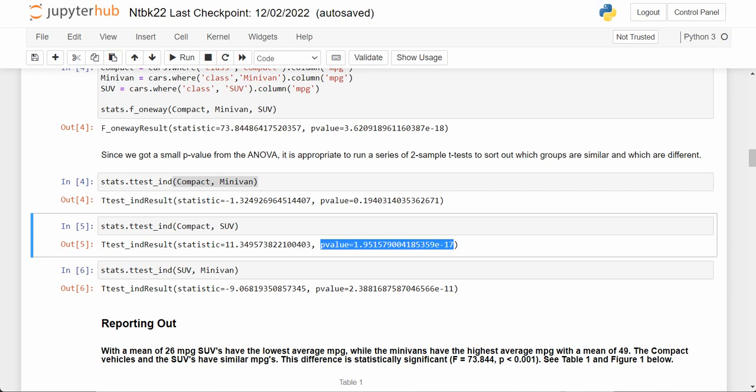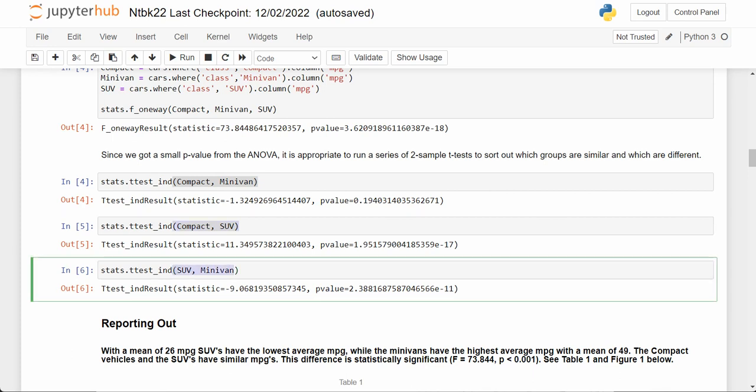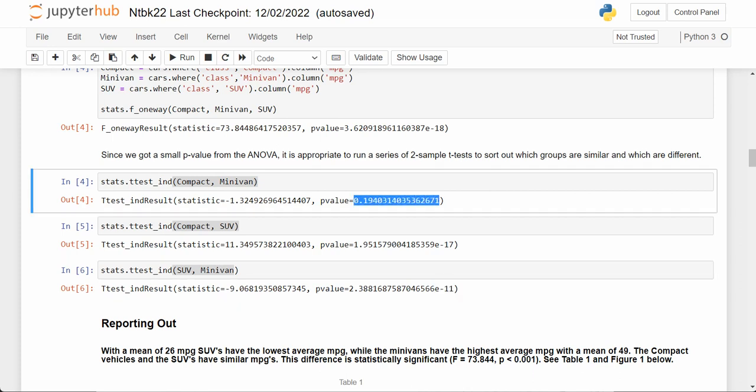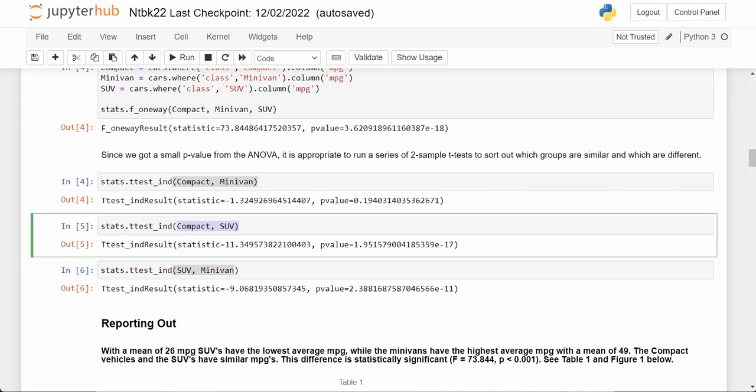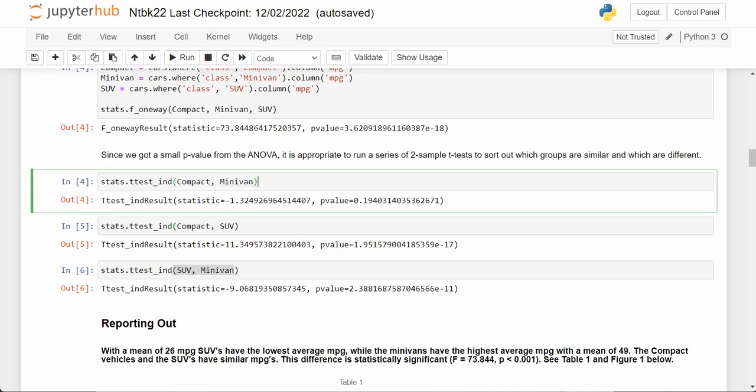Notice we end up with scientific notations. This is close to 0, so we do find a significant difference here. And then comparing the t-test independent between the SUV and the minivan, once again, we get scientific notation. Always remember to check the end of these numbers, right? This one did not switch to scientific notation, but the second two did. So we have evidence of a difference between the SUV and the two other types. But we don't have evidence of a difference between the compact and the minivan.